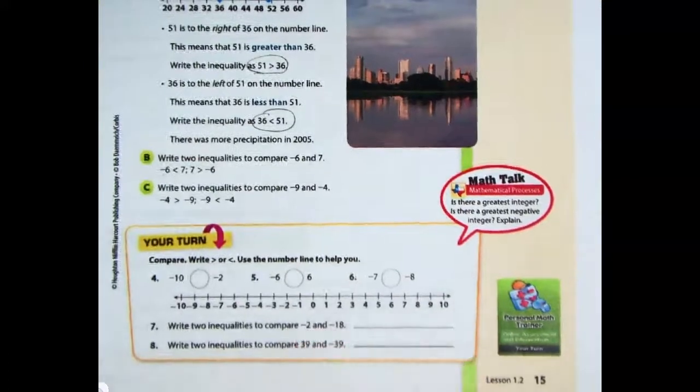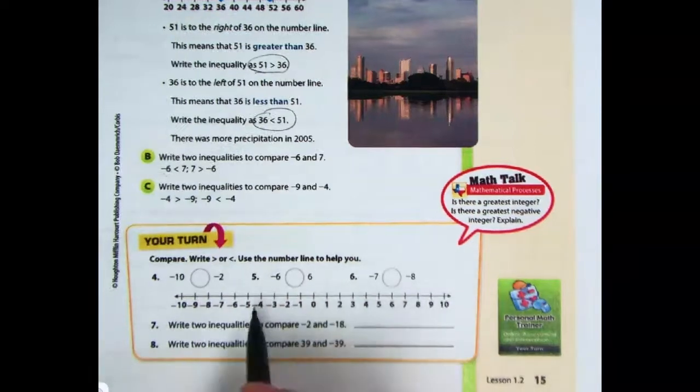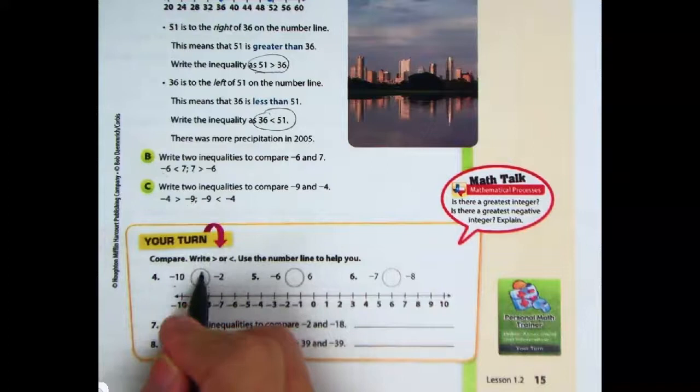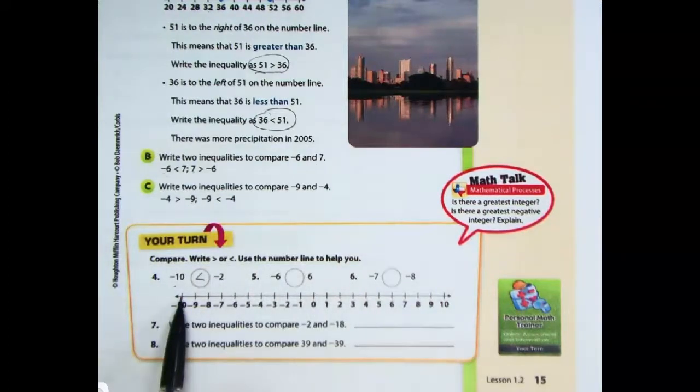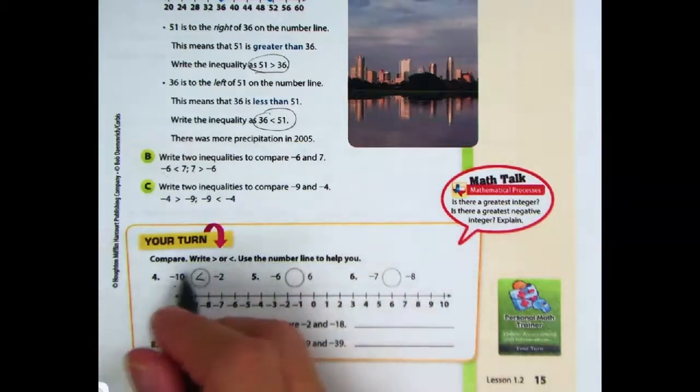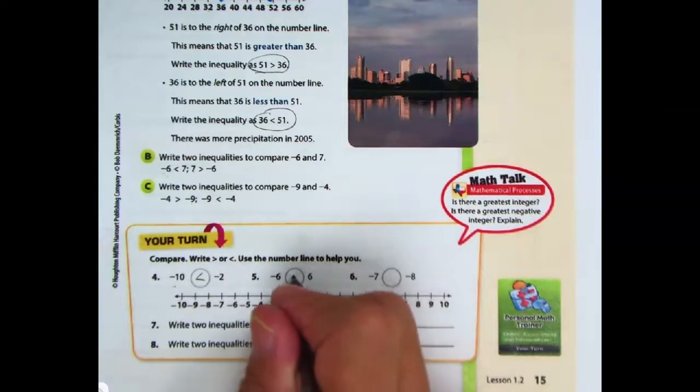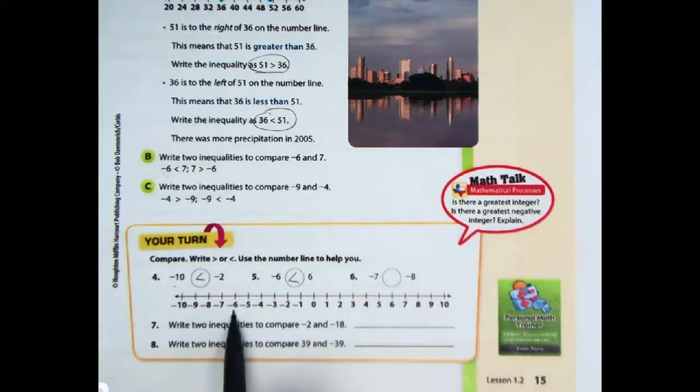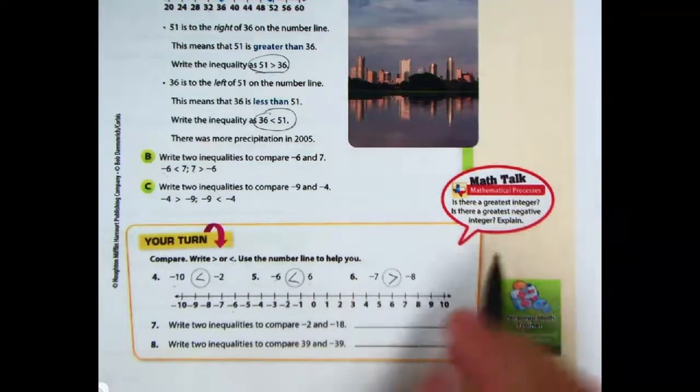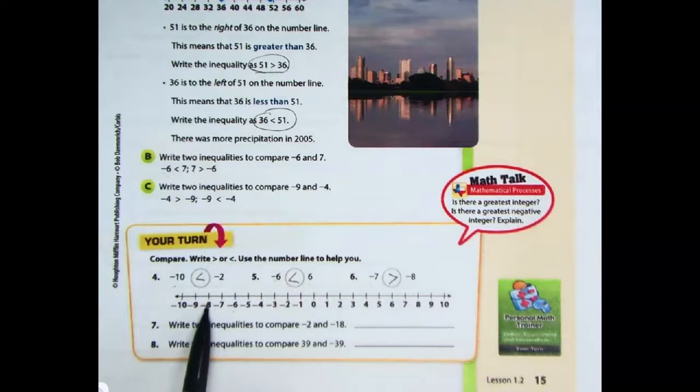So then let's talk about your turn here. It says compare, write greater than or less than. Use the number line to help you. Okay. So -10 is less than -2, because see, -10 is here and -2 is here. So -2 is to the right of it, so it's obviously greater. So -10 is less than -2. -6 is less than a +6 because it's left. Obviously any number that's negative is less than any number that's positive. -7 is greater than -8 because -7 is here, -8 is here. -7 is to the right of -8, making it greater.